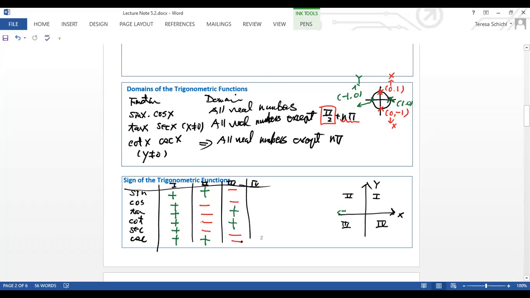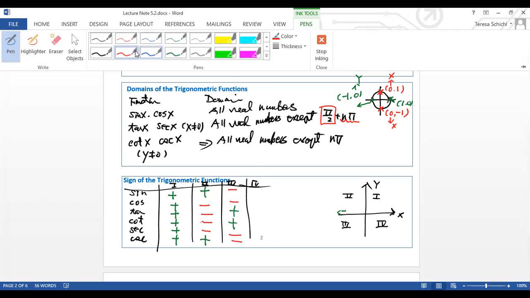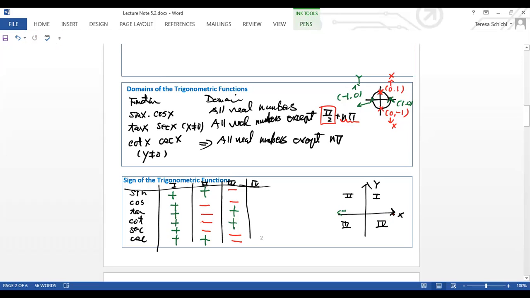Cosecant is 1 over y, it's negative here. Now the cosine, in the fourth quadrant. So let's take a look at the fourth quadrant. This is the fourth quadrant. X is positive, y is negative. So sine is y, so it's negative. Cosine is what? Cosine is x.